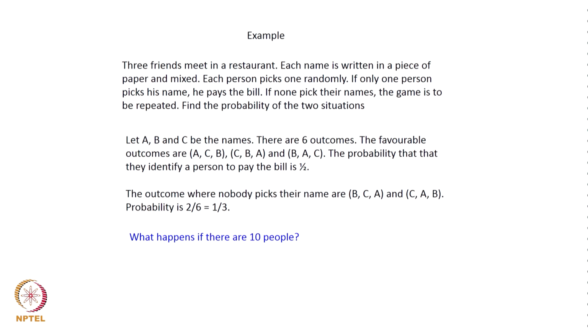If nobody picked their names, then the game is to be repeated. So when nobody picks their own name, what happens? It is either BCA or CAB, because A picks the name B, B picks the name C, C picks the name A, and the other way. So 2 out of these 6 outcomes, nobody picks their name, so it is 2 by 6, 1 by 3. The only outcome that is left out is all of them pick their names. So one may assume that if that happens, they share the bill and pay it.